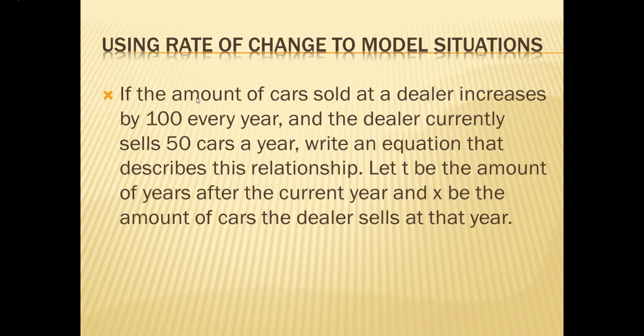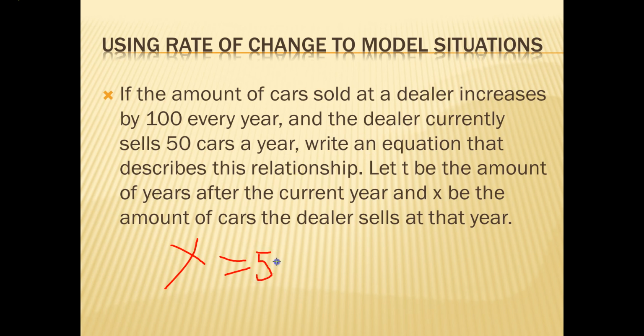Using rate of change to model situations. If the number of cars sold at a dealer increases by 100 every year, and the dealer currently sells 50 cars a year, write an equation that describes this relationship. Let t be the number of years after the current year, and x be the number of cars the dealer sells that year. So you want to write an equation that describes the number of cars it sells. You want to set x, the number of cars they sell, equal to something. We know that initially the dealer sells 50 cars a year.